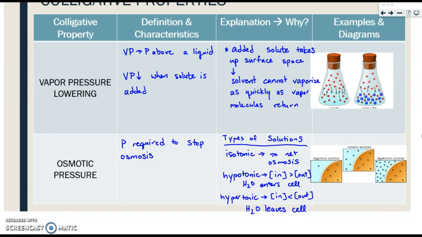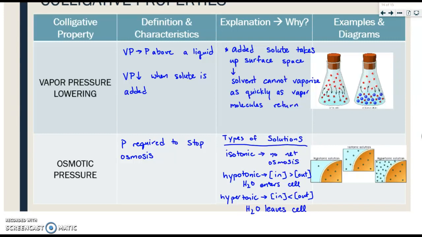Let's discuss the first colligative property, vapor pressure lowering. Vapor pressure is defined as the pressure above a liquid. The vapor pressure goes down when a solute is added. Normally, when it's just a pure solvent, such as water, the number of molecules that turn into a gas equal the number of molecules condensing back into a liquid.